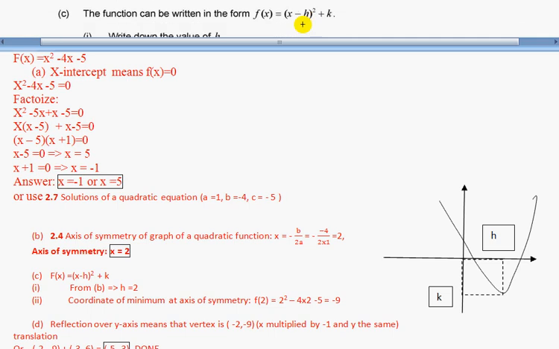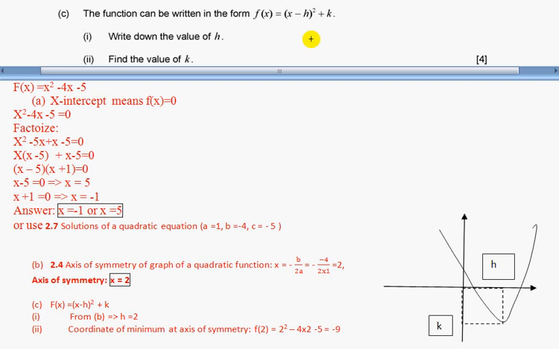Next question. The function can be written in the form like this. Write down the value of h, write down the value of k. So I have drawn here a parabola, and we know that this is the position of the vertex, and the vertex gives us these values h and k. So h and k are the coordinates of the vertex. h we already know, it is 2, and k we should calculate.